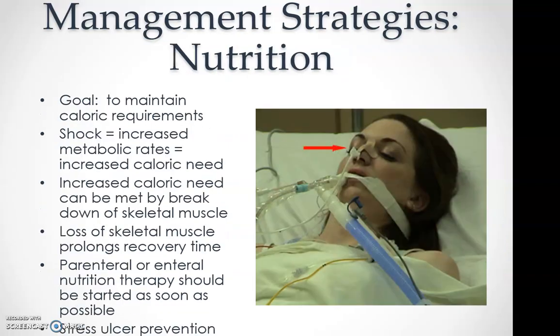Another management strategy is nutrition. We need to maintain caloric needs. Shock increases our metabolic rates, and that increases our caloric need. And by being so sick and just laying in bed, our caloric needs can be 5 times what they are being healthy and being active.